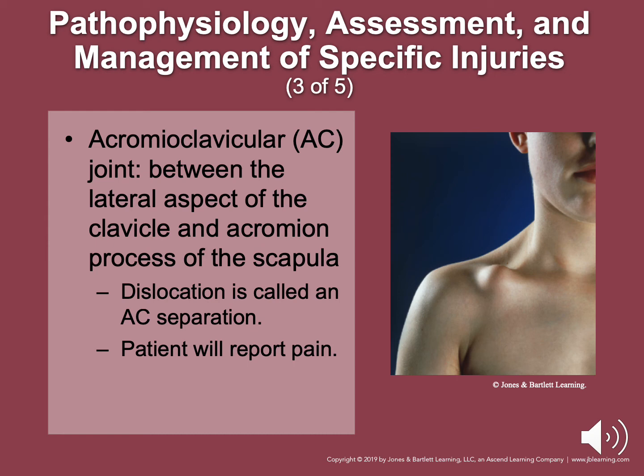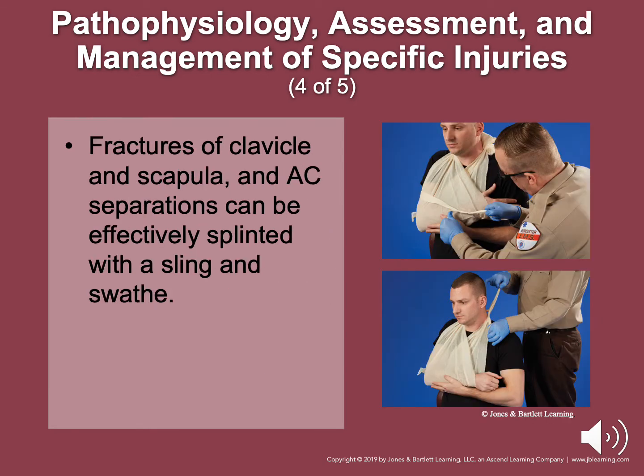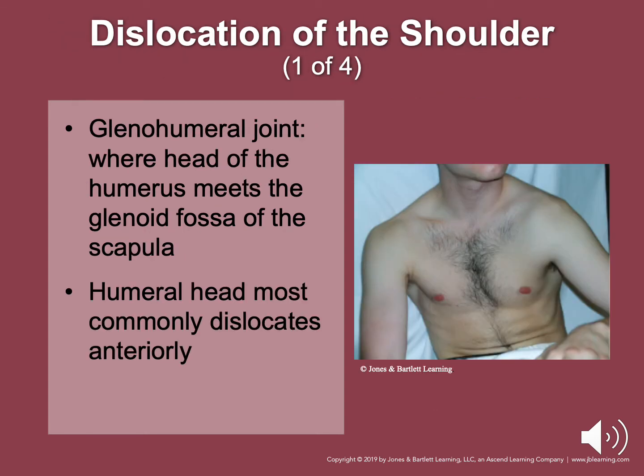Dislocation of the shoulder, the glenohumeral joint. The glenohumeral joint is where the head of the humerus meets the glenoid fossa of the scapula. It is the most commonly dislocated large joint in the body, and the humeral head is most commonly dislocated anteriorly.